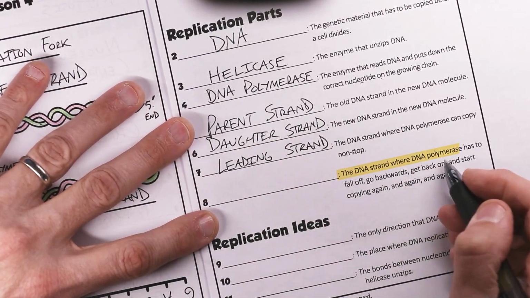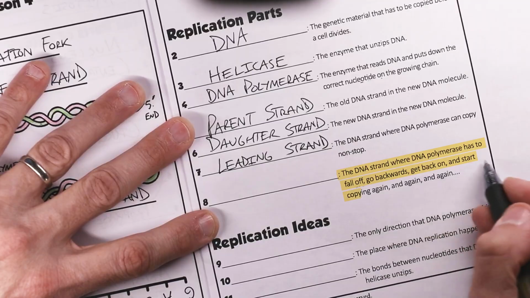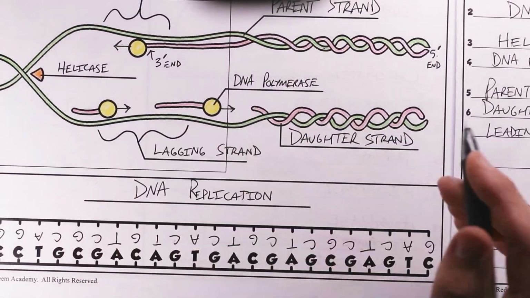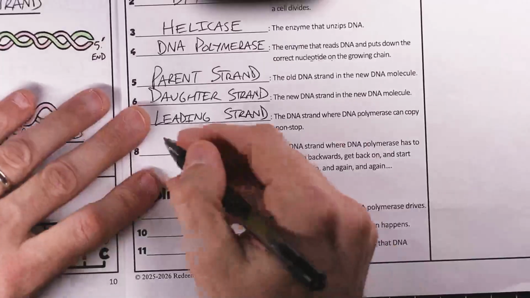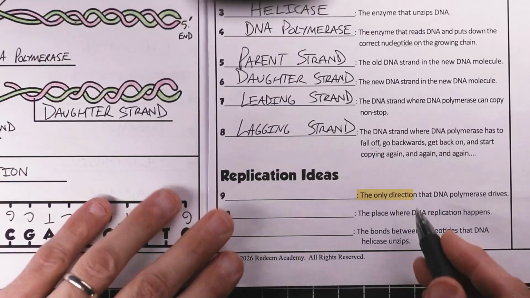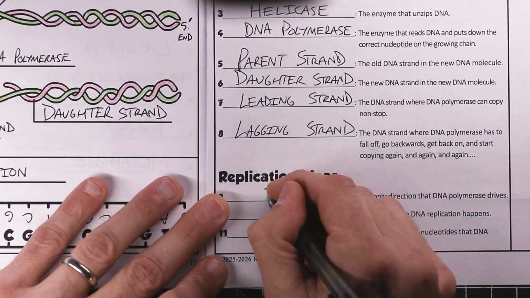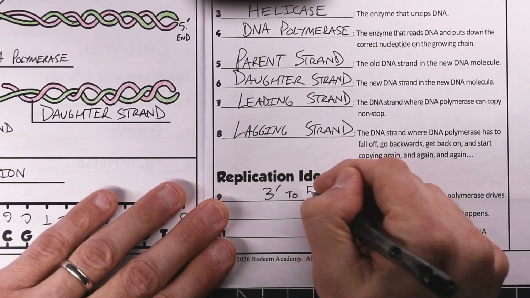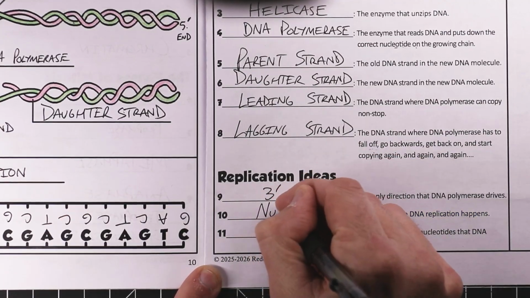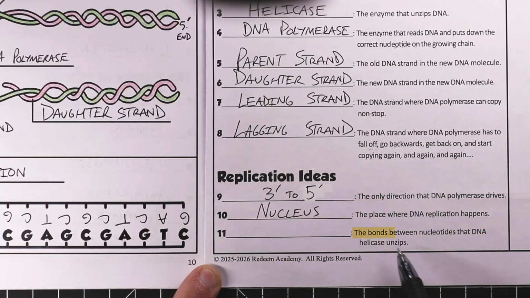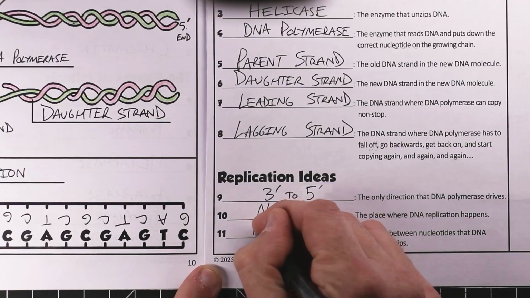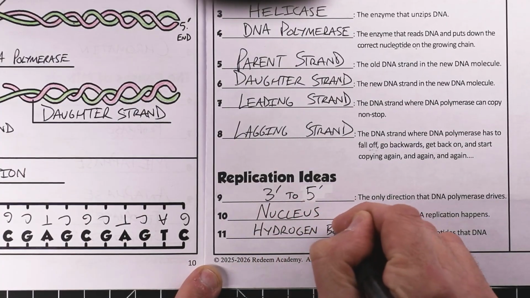And the DNA strand where DNA polymerase has to fall off, go backwards, get back on, and start copying again and again. Okay? He's doing that over and over and over again in what is called the lagging strand. All right? As I just mentioned, the only direction DNA polymerase can drive is 3' to 5'. The place where DNA replication happens is the nucleus of every cell. And the bonds between nucleotides that DNA helicase unzips, this is the first thing I should have written down. Those are called hydrogen bonds.